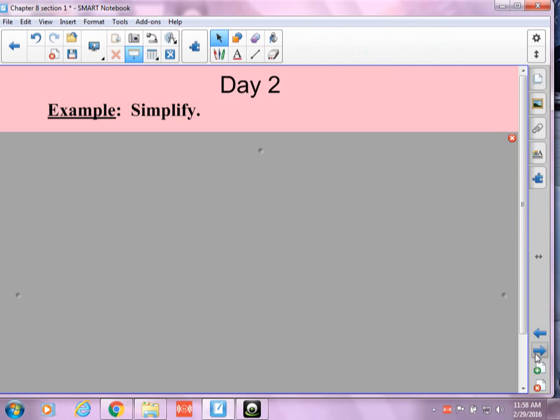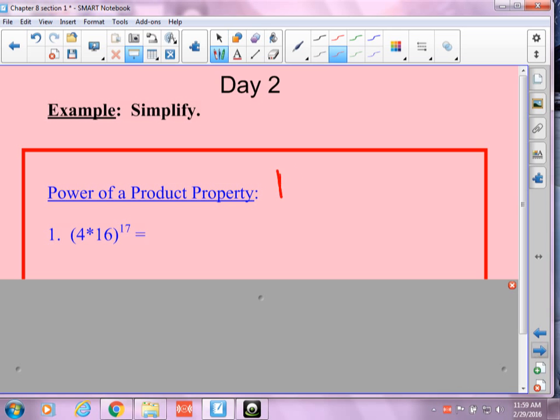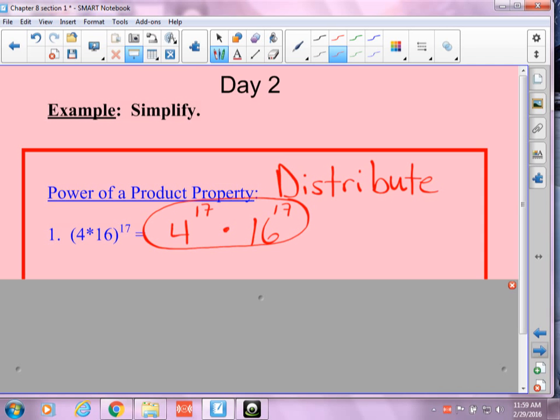Today we're going to go on to day 2, and there are going to be 2 rules. One of the rules is called the power of a product property. It's kind of like the distributive property. We're going to distribute the exponent through the parentheses. So when you have a problem like this, this ends up being 4 to the 17th times 16 to the 17th. And that's it. You're not going to multiply them out.